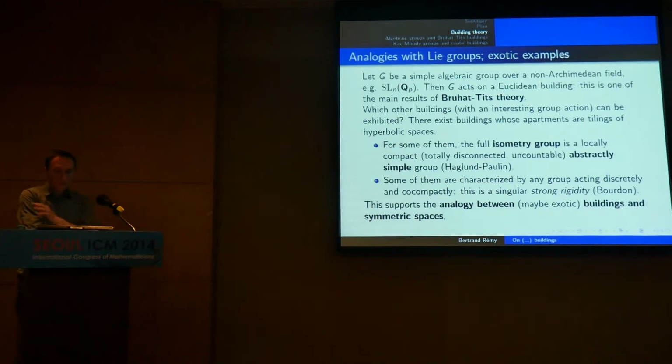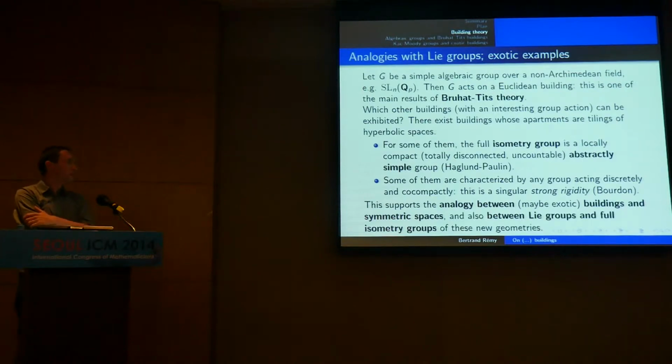So this is only a sample of some results available for exotic buildings, but I simply want to conclude this part by the fact that you shall see buildings with infinite Weyl group, with infinite apartments, as analogs of symmetric spaces, and accordingly, you shall see full automorphism groups or full isometry groups of the buildings as generalizations of simple Lie groups. Okay, and the point will be to what extent this analogy is valid, and if it's no longer valid, what can we get from that?